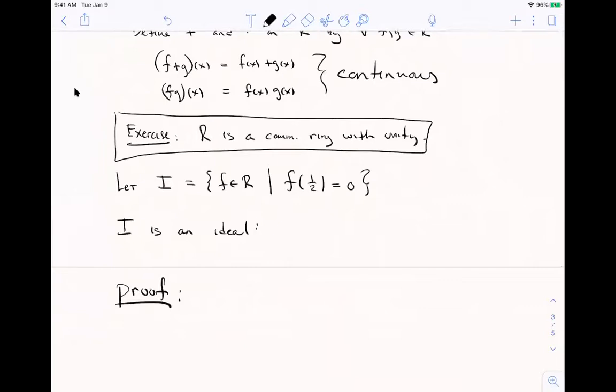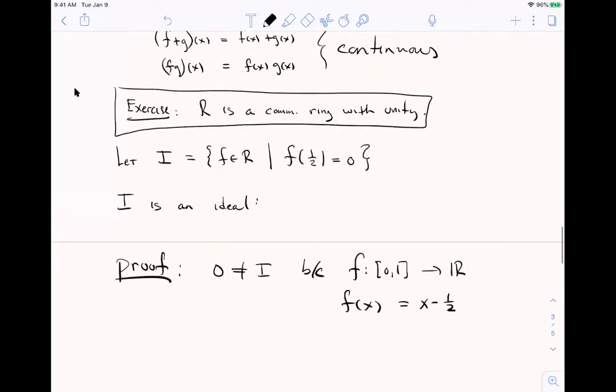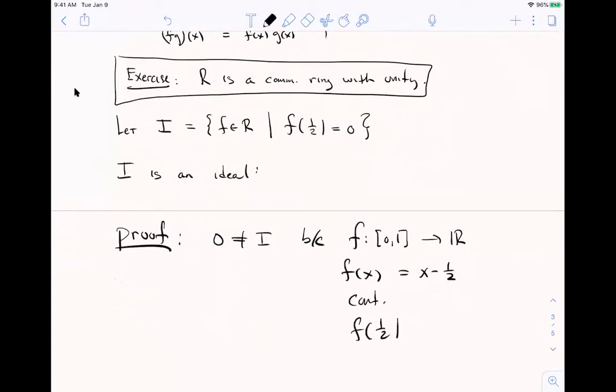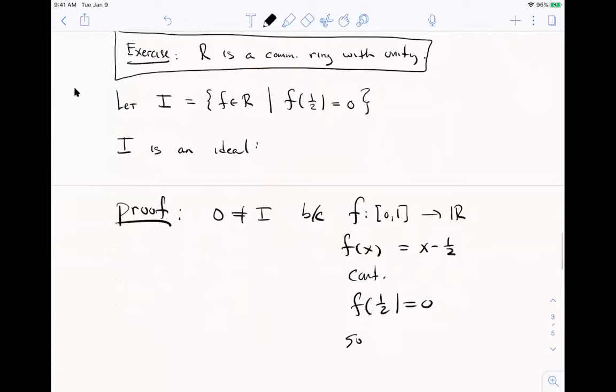First of all, why isn't I empty? You can use the identity, the usual suspect, but I think I'm going to use the function I just spoke out loud. If I define the function from 0 to 1 to the real numbers by saying that f of x is, say, x minus 1/2, that's continuous, yeah? And f of 1/2 is 0. So there's a function that's in I. There's lots of functions in I. The 0 function, the identity, is in I. Good, so it's not empty.